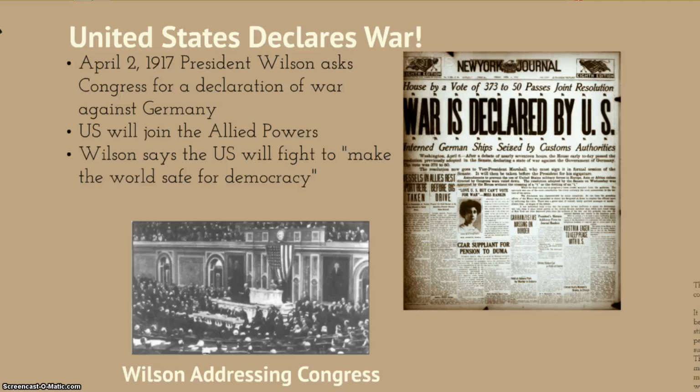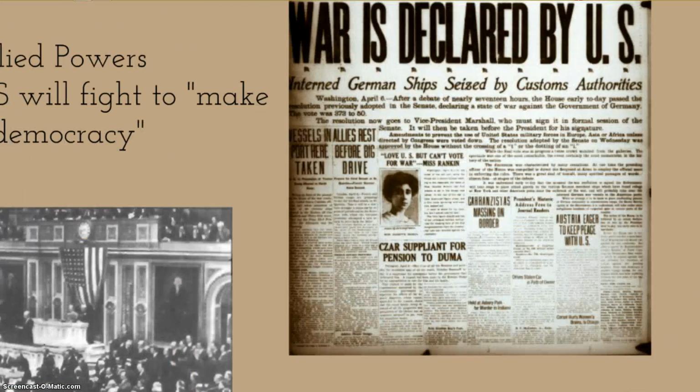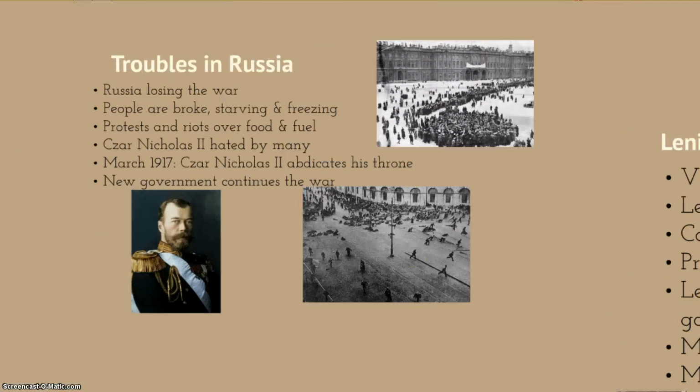Unfortunately, when he gets to Versailles in France, and he actually tries to negotiate the peace treaty, all the other leaders are like, who is this American? And they don't listen to him. So his ideals are not going to be matched with the leadership of Europe. So the United States will get involved, and they will declare war.